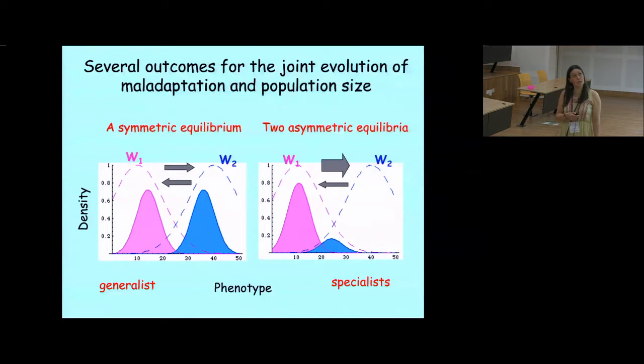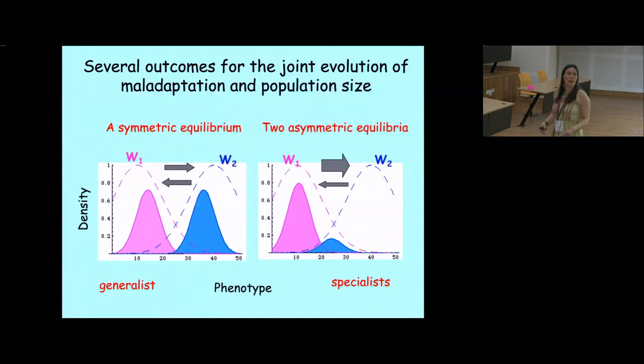So in the first type of equilibrium, what we found is that we had the same density of individuals in both habitats. And if you look at the distance between the optimal phenotype and the mean phenotype in the population, this distance, so the degree of maladaptation, was the same in the two habitats. That's why we say it's a symmetric equilibrium, because there's no built-in asymmetry in the model. All parameters are completely symmetric in this version.